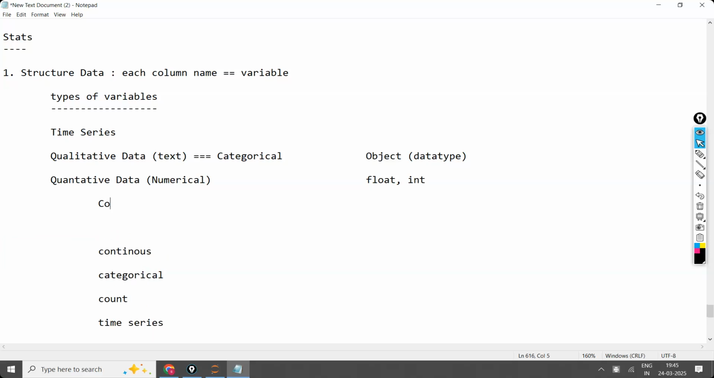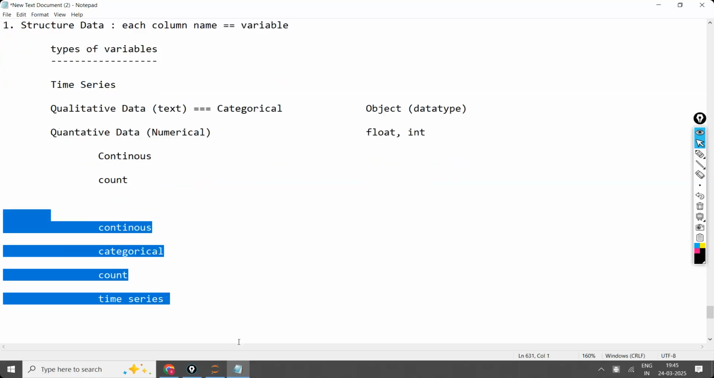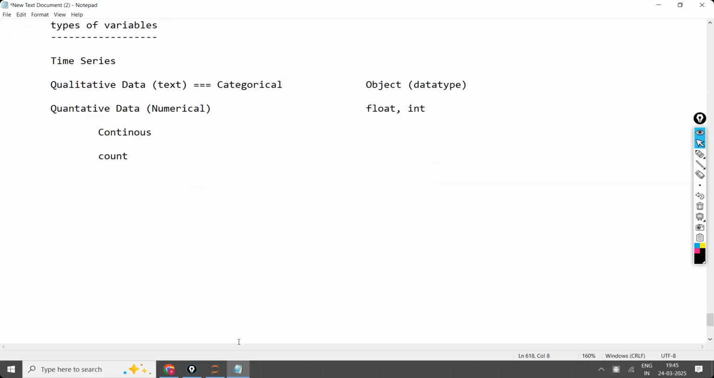One is called continuous. The second one is called count. Now the question that comes up majorly is how to identify whether the variable is a count variable or a continuous variable. Don't get confused here. I am writing clearly, because when you are working on data sets, first we have to do data exploration.